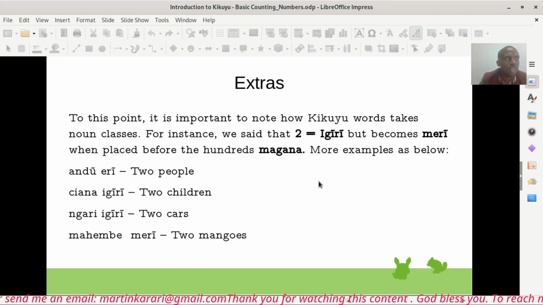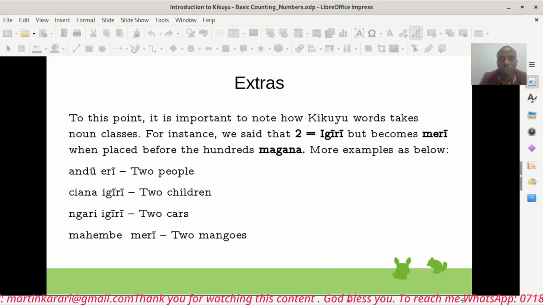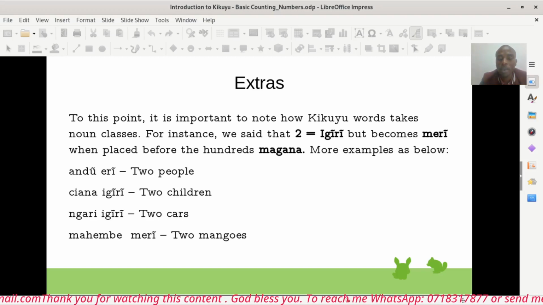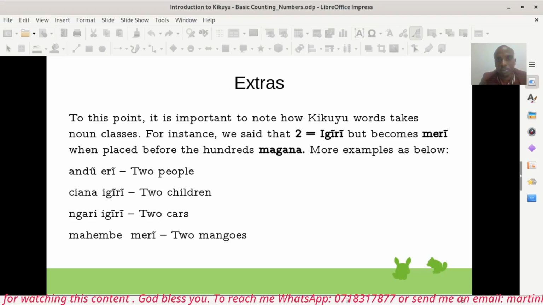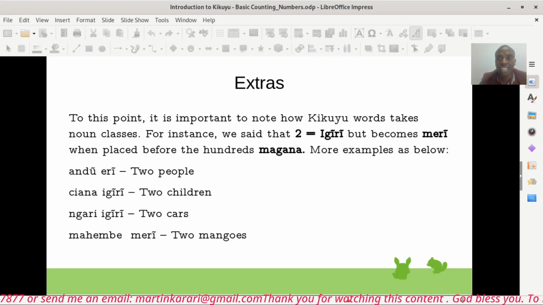And today we have some extras here. To this point, it is important to note how Kikuyu words take noun classes. For instance, we said that two is equivalent to igere, but becomes mele when placed before the hundreds, that is magana. More examples as below. Noun classes, for you who have learned Swahili, is what we call ngeli. Those are what we call noun classes, and noun classes will determine how these numbers will be written.